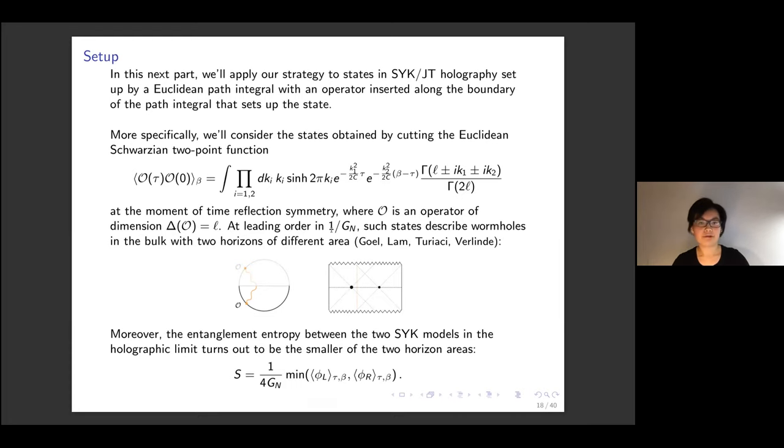And at leading order in one over G Newton, such states turn out to describe wormholes in the bulk with now two horizons of different areas. And moreover, the entanglement entropy between the two SYK models with this perturbation of the path integral turns out to equal the smaller of these two horizon areas. I'll soon review the derivation again in first order variables.